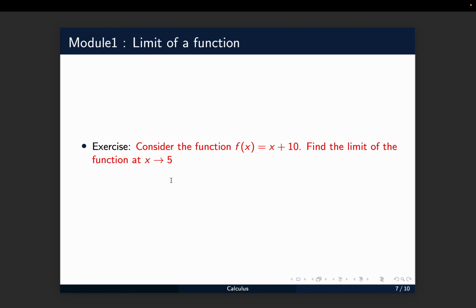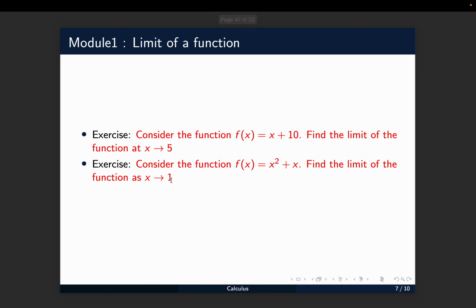So here is an exercise for you. Consider the function f of x equal to x plus 10. Find the limit of the function as x tends to 5. And another exercise: consider the function f of x equal to x square plus 10. Find the limit of the function as x tends to infinity.